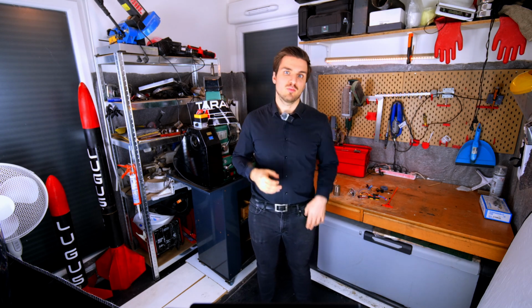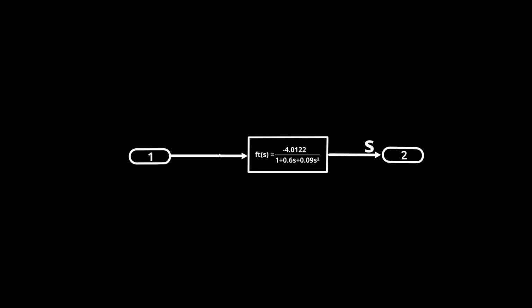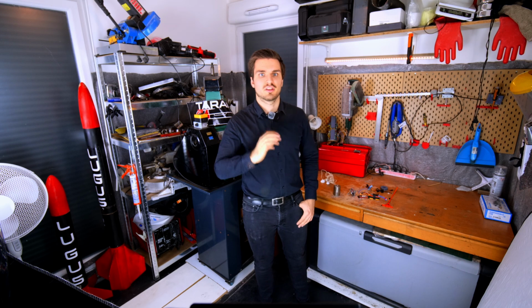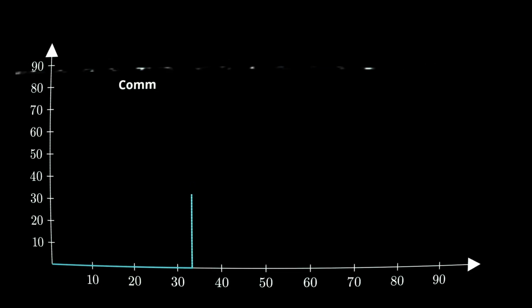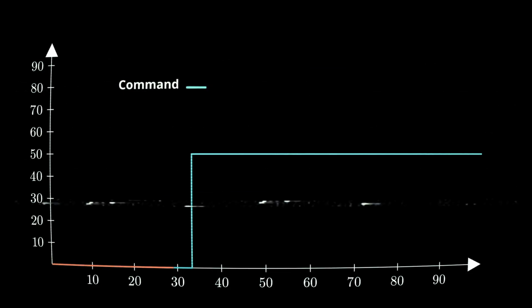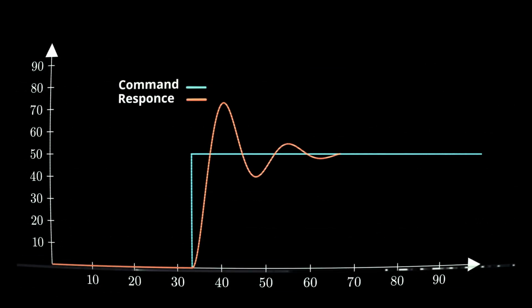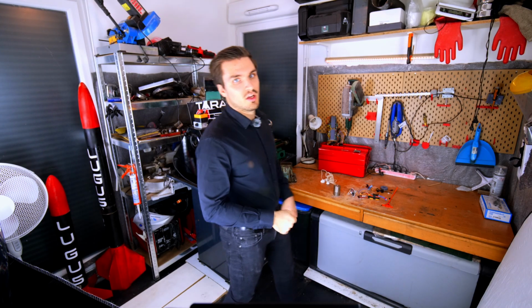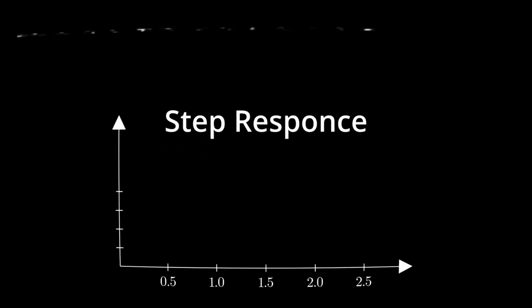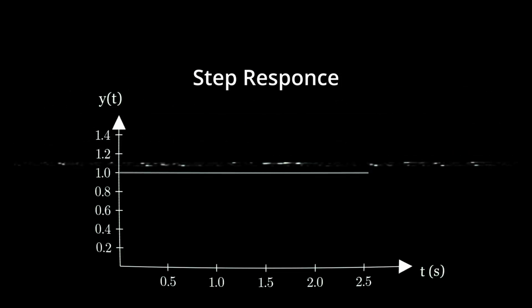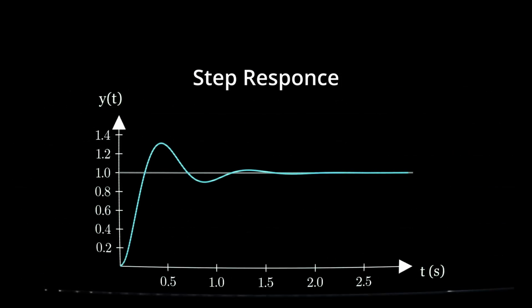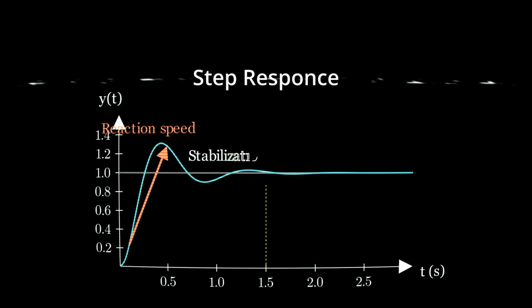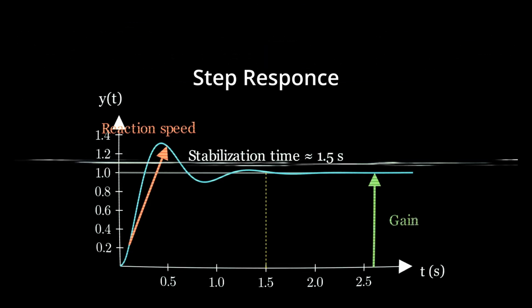So to calculate the transfer function, we will inject a blind command into our roll system and see how the entire rocket system reacts. So for example, after 30 seconds, we put the motor at 50% of its speed and we record at the same time with the gyrometer what is happening. And this is called a step response. And it allows us to know many characteristics of our system. Its reaction speed, its stabilization time, its gain, etc.